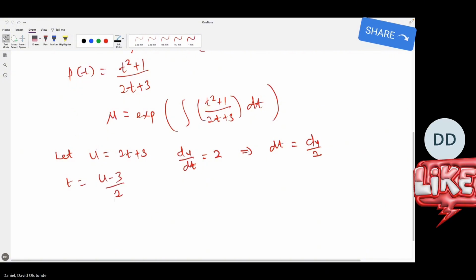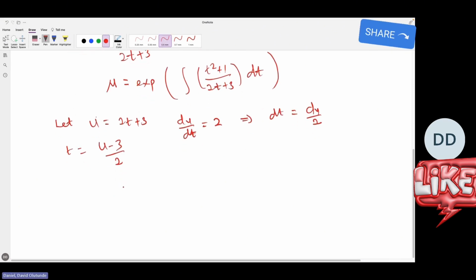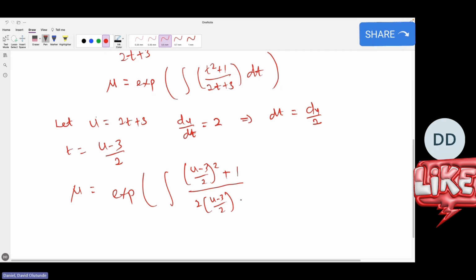Yeah, so now you can try substituting it into this place. I won't do much on that, but I'm just going to give you what you're going to get. So let's say that you have mu. This means your exponential of the integral of u minus 3 over 2 squared, plus 1, all over 2 times u minus 3 over 2, plus 3, multiplied by du over 2.